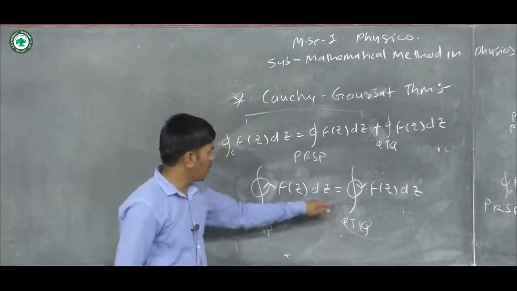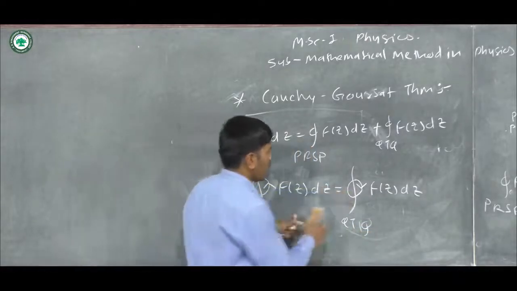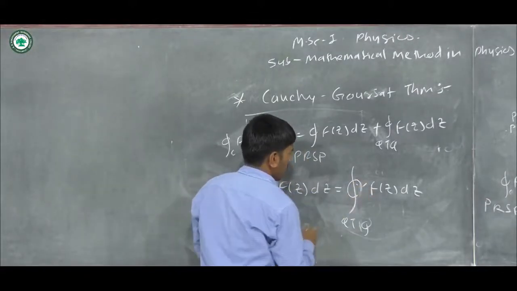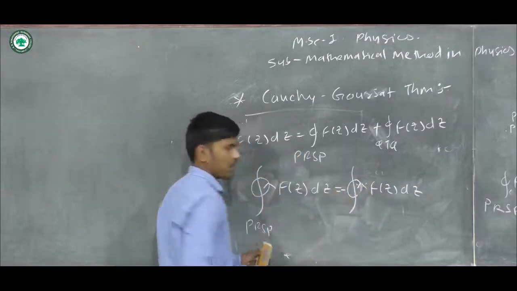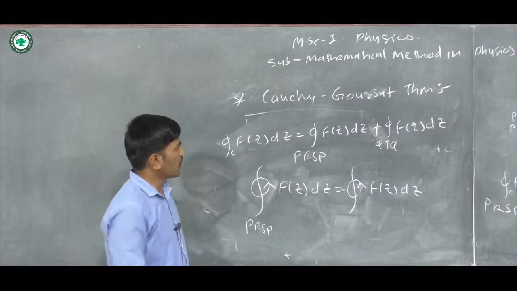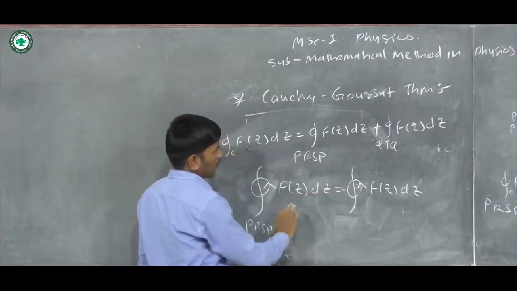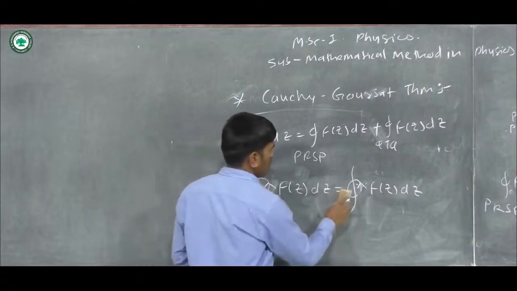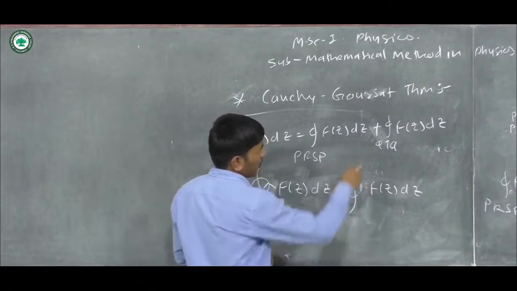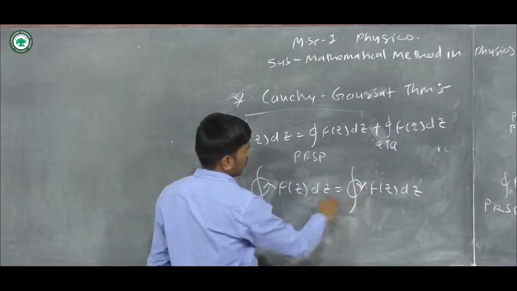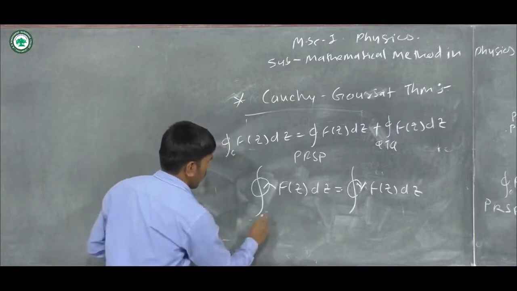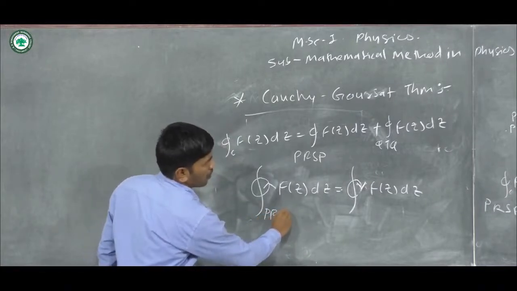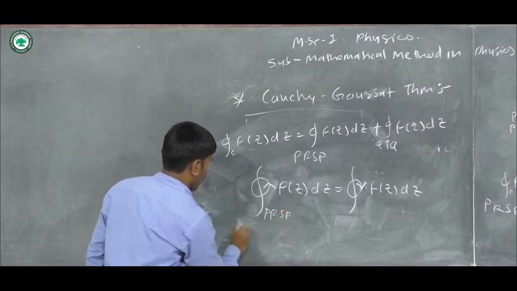If we write it like this, there is a minus sign. So these two are the same integral, but their directions are changed. So this is equal to 0 for P R S P.